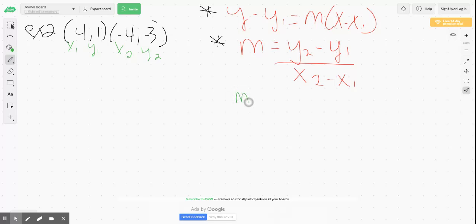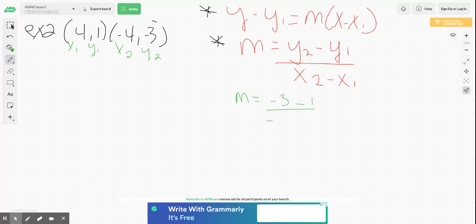So the slope is going to be y2, which is -3, minus y1, which is 1, all over x2, which is -4, minus x1, which is 4. So -3 minus 1 gives me a -4, over -4 minus 4, which is -8. We're going to simplify that fraction to a half. So I know that the slope of this problem is a half. Okay, so there's my m.